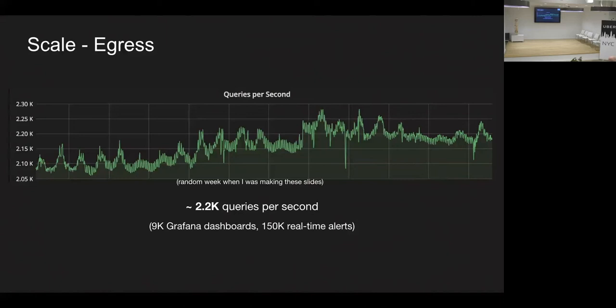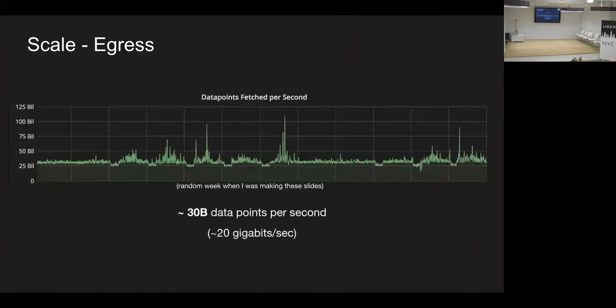The actual alerts: we have about 150,000 real-time alerts. And 2.2 thousand queries per second doesn't sound like a whole lot, to be honest. Basically, 2.2K is 150K divided by 1 minute, roughly. I'm sure the math is very wrong, actually. But we allow certain alerts to be executed more or less frequently, and that's how we're getting to that number.